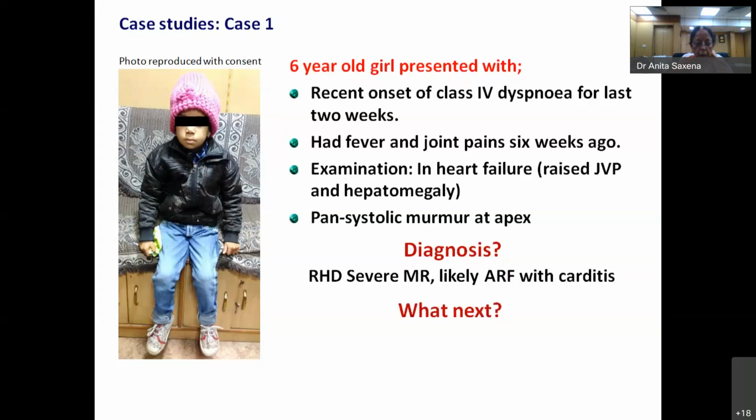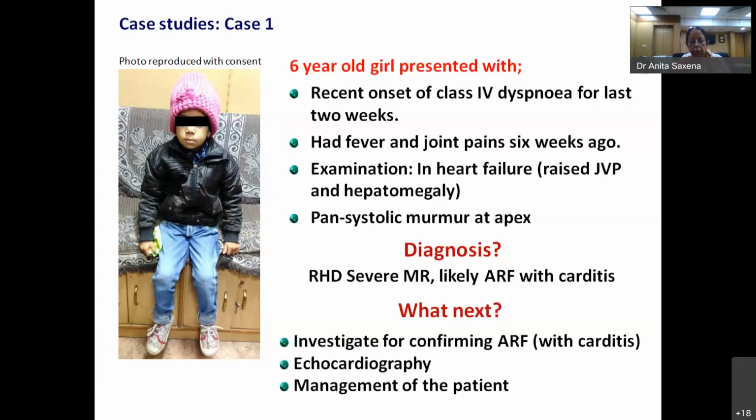Now, what should we do next for this girl? We need to investigate like any other case, but please don't jump to echocardiography because we know she has severe MR. Echo is not going to tell us anything more than that. We know she's in heart failure, so her MR has to be severe.